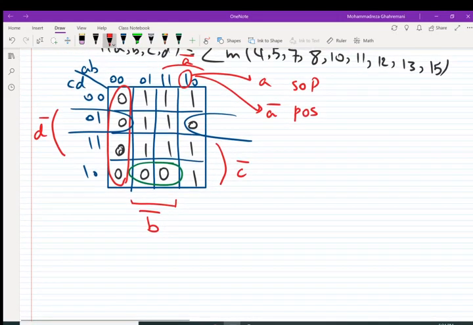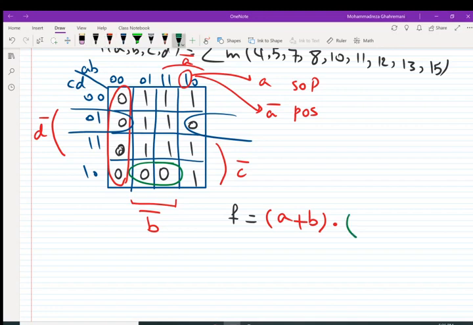Okay, and now it's time to write the function. So function is equal to, first the red one. The red one, A and B are 0, 0, B, C and D are changing, so are cancelled. So we say A plus B because we're writing the product of sum, not sum of products. So be careful. In sum of products, we say AB, but in product of sum, we say A plus B times the next group.